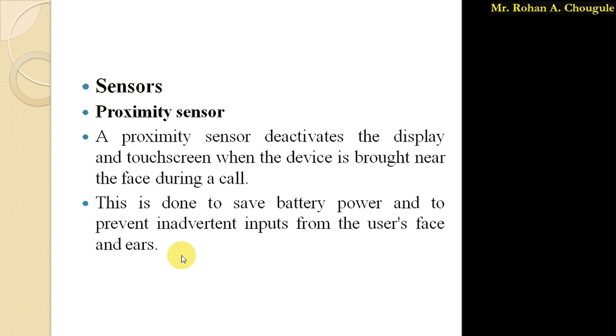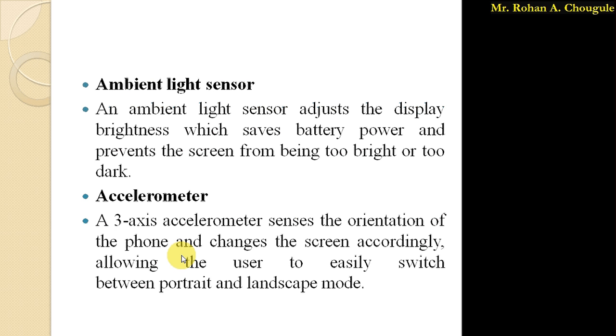So this happens due to the proximity sensor, and this is there to save the battery power. Okay, and also it prevents inadvertent inputs from the user's face and ears. So unnecessarily, if that screen is active while the call is going on, as the phone is touch screen, it may get touched to our face, and due to that different buttons will get automatically pressed. To avoid this, the proximity sensor is there, and again it is used to save the battery power also.